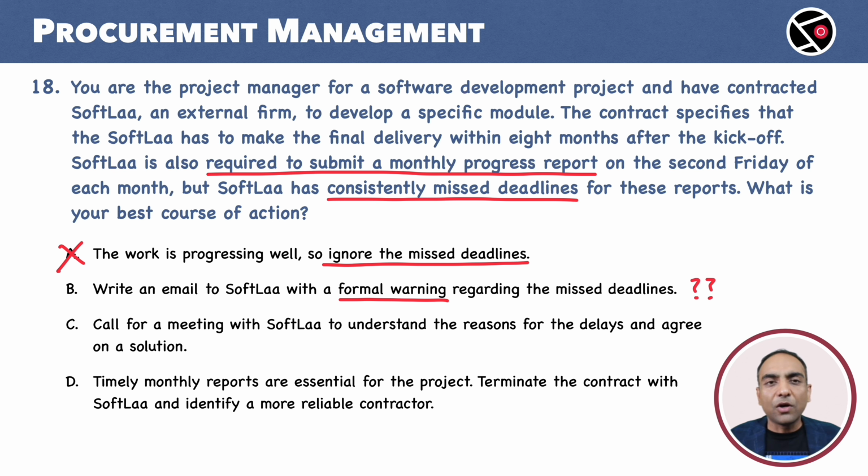C. Call for a meeting with Softla to understand the reasons for the delay and agree on a solution. This looks good. The effort is to investigate the problem and find a solution. C is the correct approach.